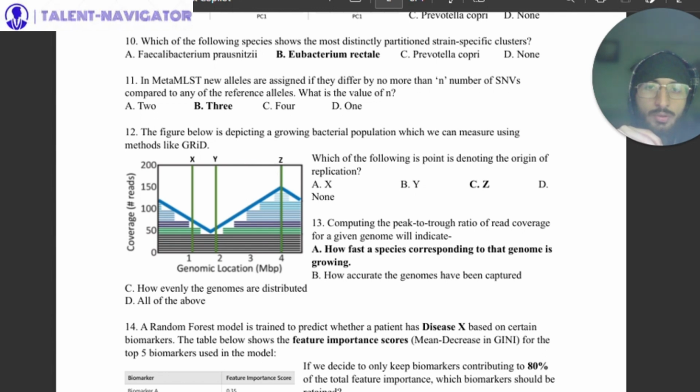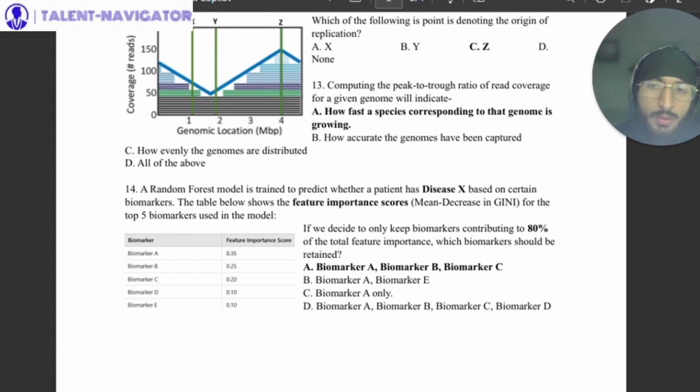Now, which of the following is a point denoting the origin of replication? That is Z. This is the origin of replication. And the peak to trough ratio of read coverage will indicate how fast a species corresponding to that genome is growing. Moving on to our next question.